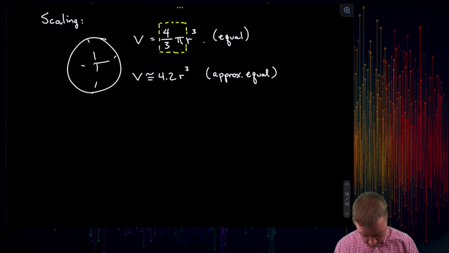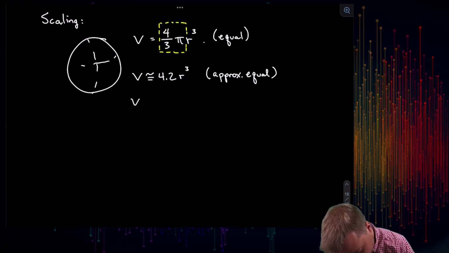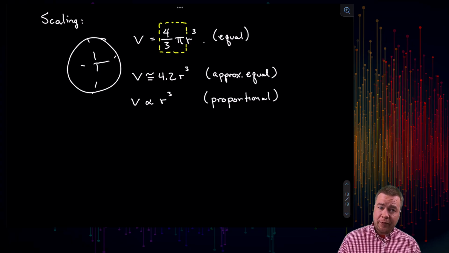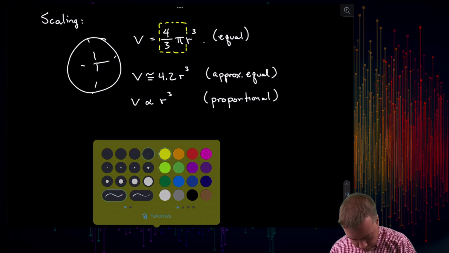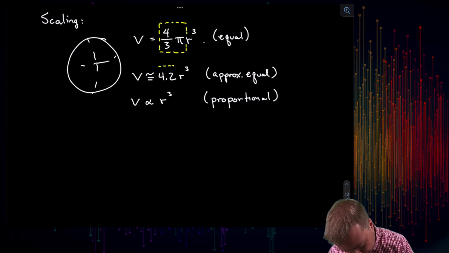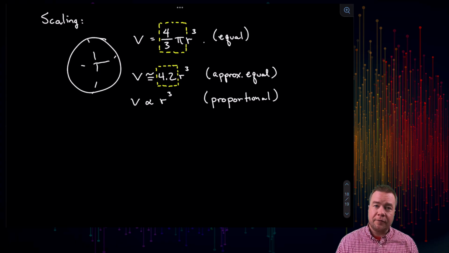What else could we write? We could write that the volume is proportional to r cubed. So what we've done by doing that is we've said that the volume is equal to r cubed apart from some kind of constant that goes in front of it. And so I don't expect this to be particularly new for you, right? You've done this kind of thing your entire life so far.